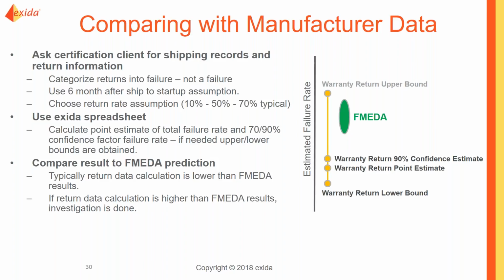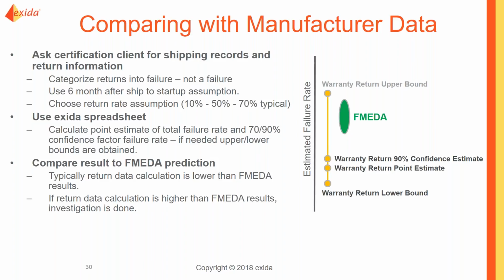Another thing you want to take note of is that when a manufacturer sells something, we say there's a 6-month window after it ships before the product will actually be used in some type of startup assumption. So that's a factor. Then we also need to choose a return rate assumption. Are 10% coming back, or 50, or 70? These are the 3 typical ones that we end up using.